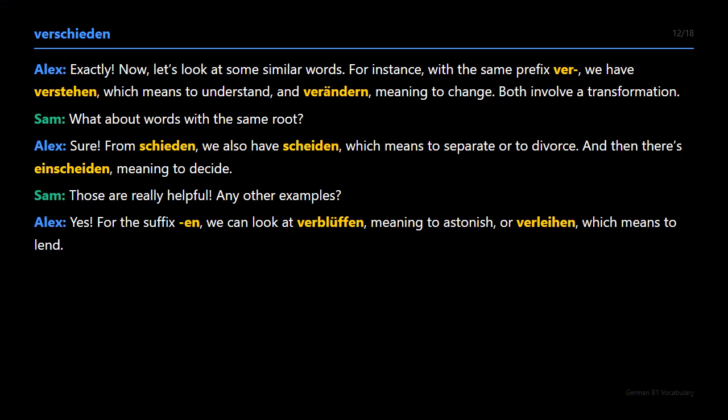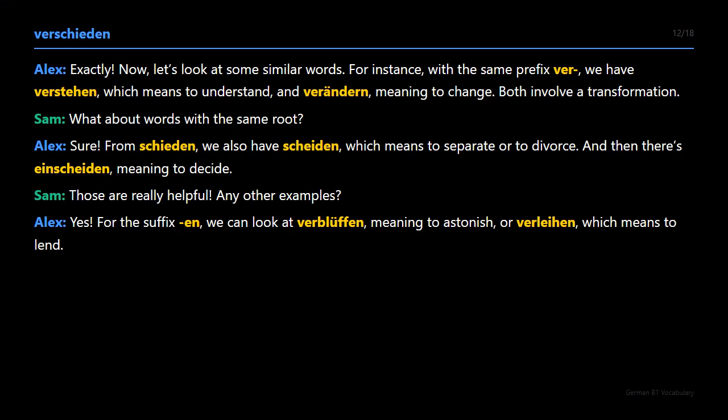What about words with the same root? Sure. From schieden, we also have scheiden, which means to separate or to divorce. And then there's entscheiden, meaning to decide. Those are really helpful. Any other examples?